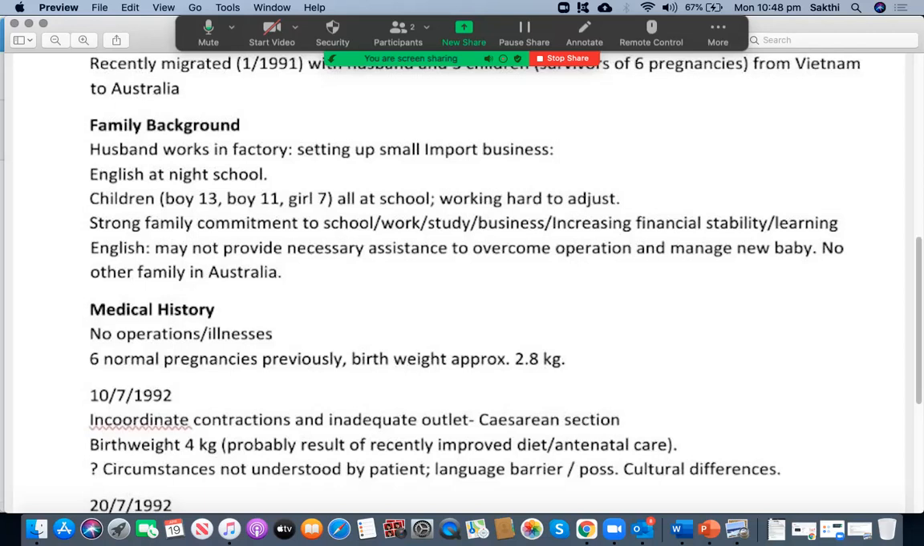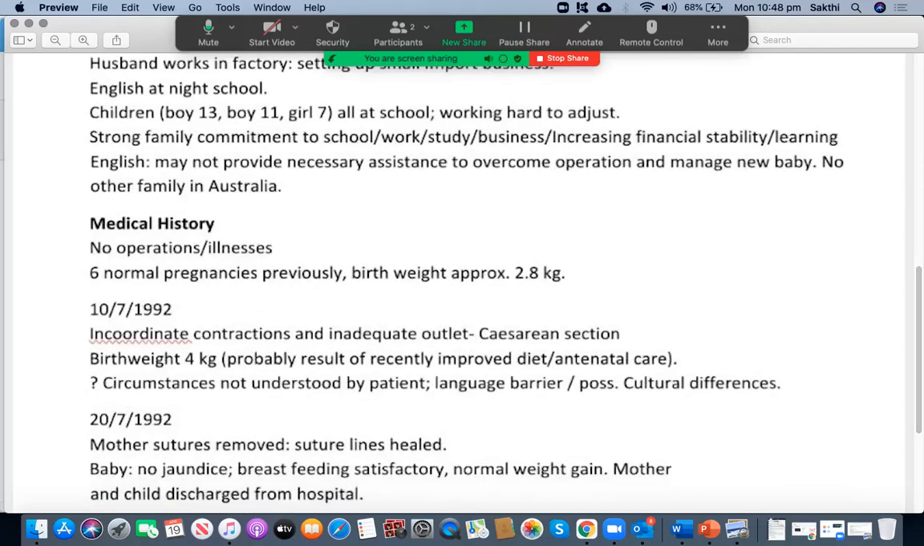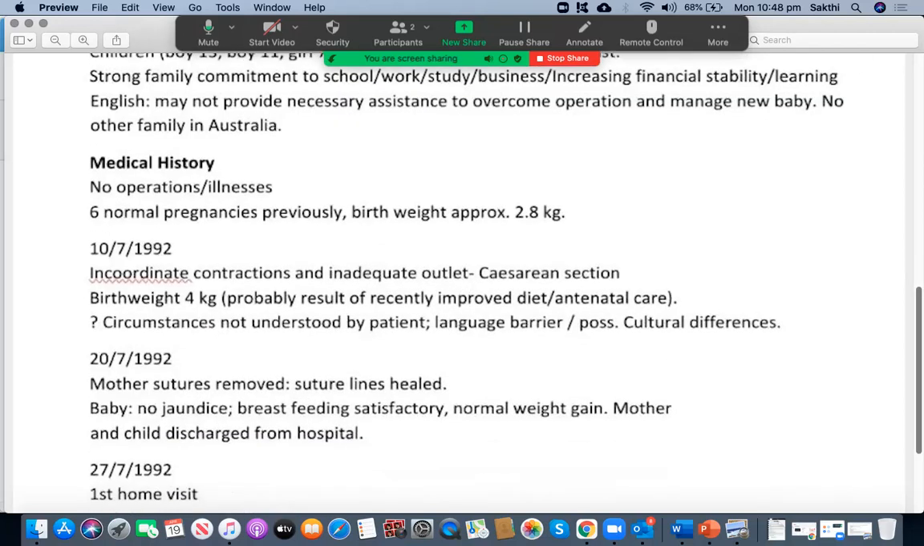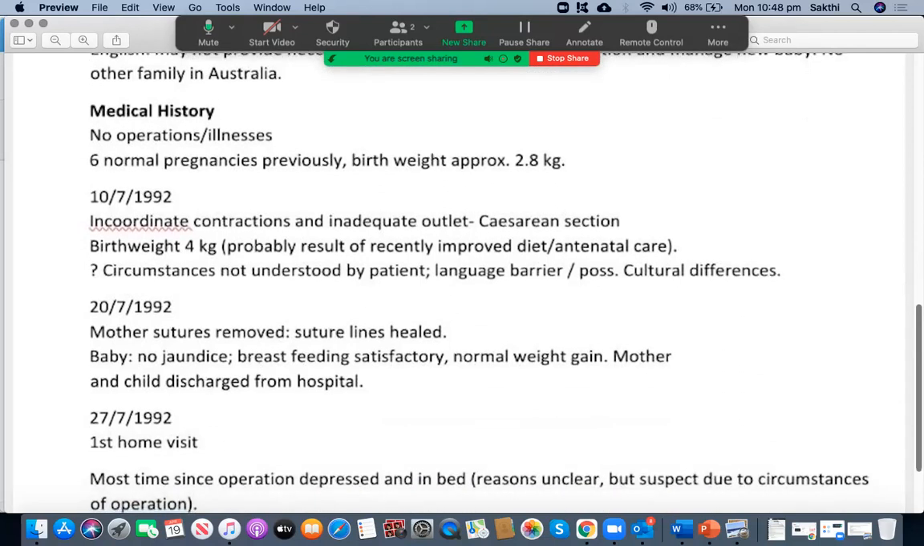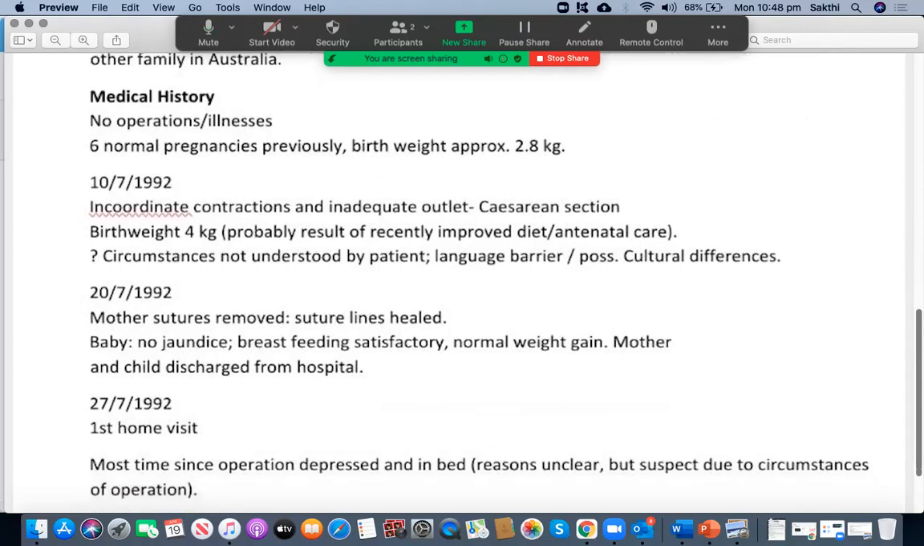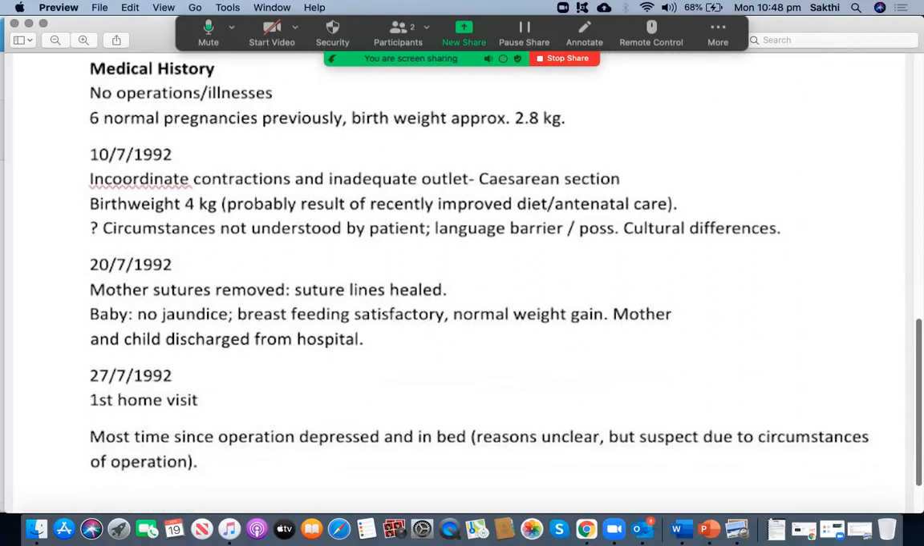No other family in Australia. I think for this you have used some synonyms. I'm happy with that. No operations, no illness. That's good. 6 normal pregnancies previously. Oh my God, 6. Huge. Birth weight approximately 2.8 kilogram. 10-7-1992. Incoordinate contractions and inadequate outlet. Cesarean section. That's okay. Birth weight 4 kilogram approximately. That's all right. Result of recently improved diet and antenatal care.